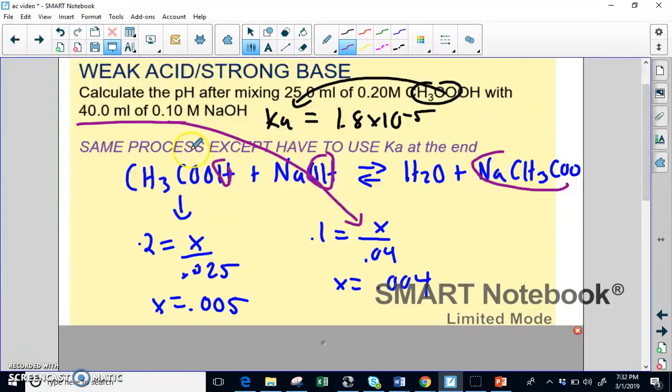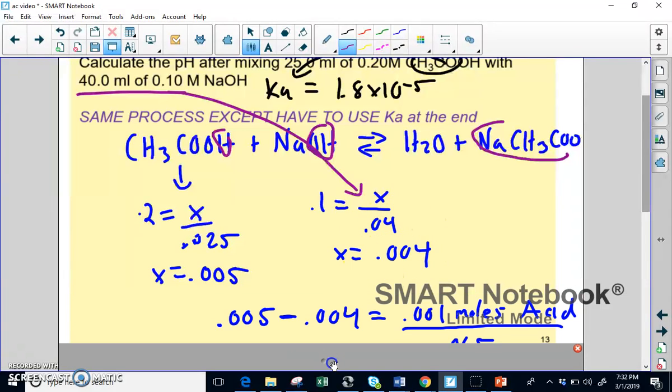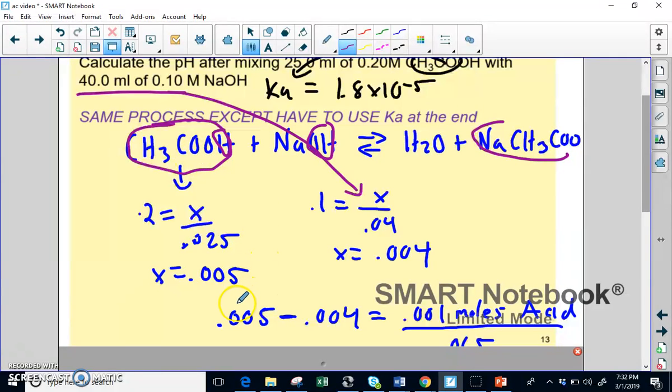Now, if we take a look again, the reaction is 1-to-1. Okay? So here, the NaOH is going to be limiting because there's less of it, and it's a 1-to-1. So I'm going to subtract to find out the amount of acetic acid that I'm going to have left. And if I do that, 0.005 minus 0.004 is 0.001 moles of acid. Okay, so again, all of this NaOH has been neutralized. All of this is reacted, and we have some acetic acid left.